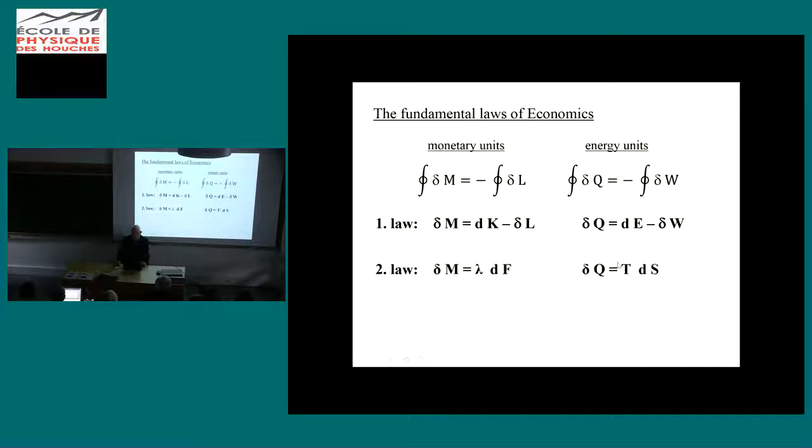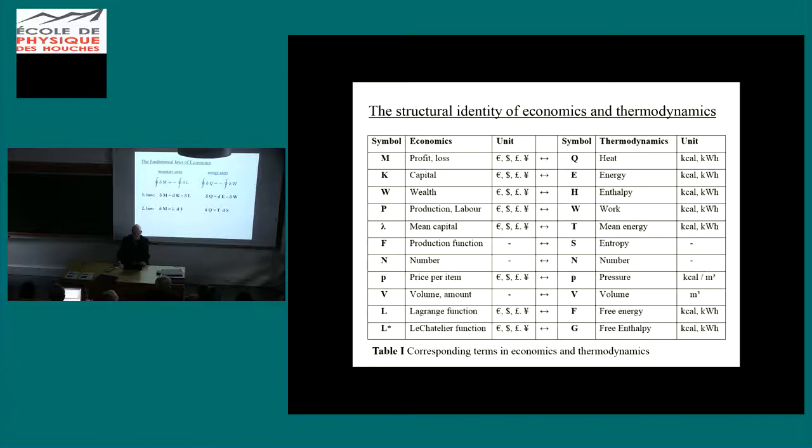And if we look at these laws now, we find these are the first and second law of thermodynamics. What we find is a structural identity of economics and thermodynamics. We find surplus is heat, capital is energy, wealth is enthalpy, production is work, a production function means entropy, the number is a number, the price per item corresponds to pressure, the volume amounts to volume. The Lagrange function of economics corresponds to the free energy of thermodynamics, and the Le Chatelier function to the free enthalpy. So there's a one-to-one structural identity between economics and thermodynamics.